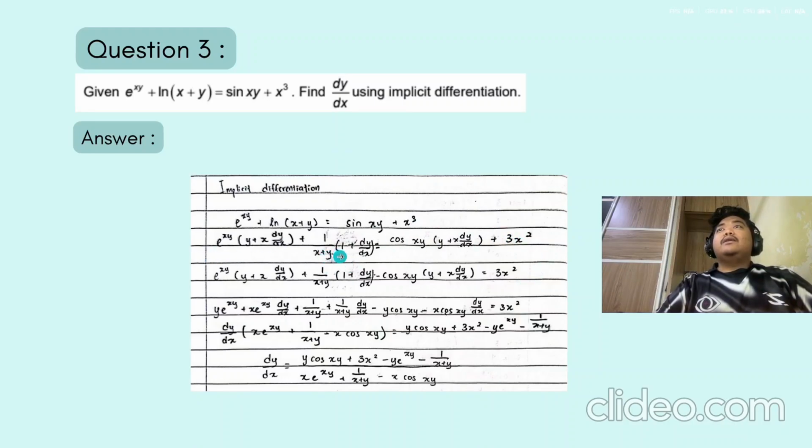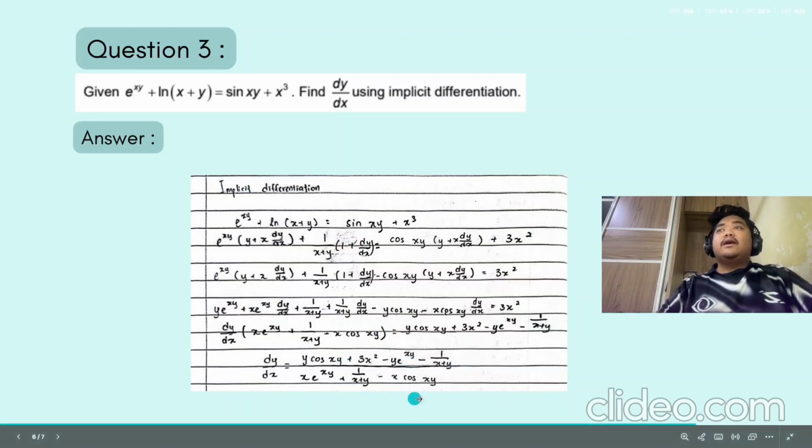After that, we rearrange everything with the dy/dx on one side, expanding the equation by multiplying inside. Then we combine every dy/dx together on the left side and the non-dy/dx terms to the right side. After factorizing the dy/dx, we can rearrange the equation, and this is the answer we got.